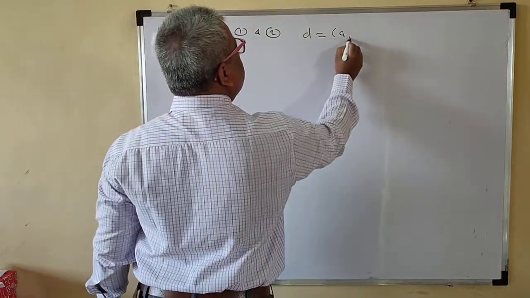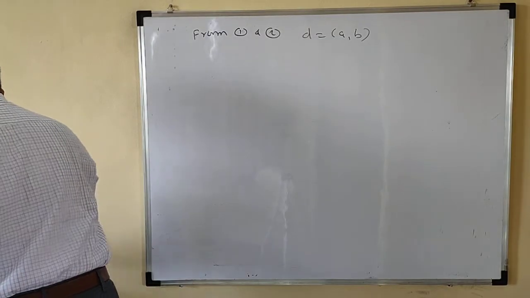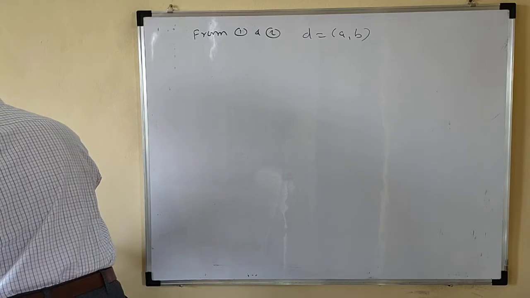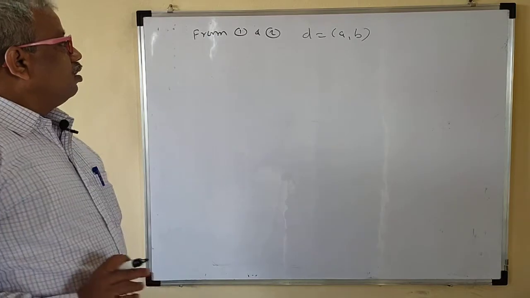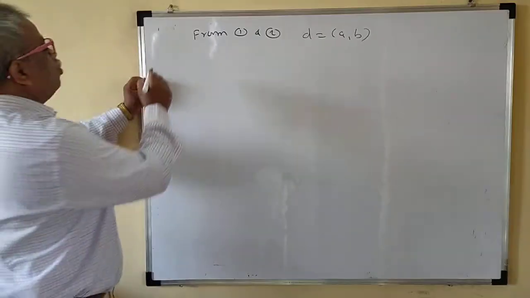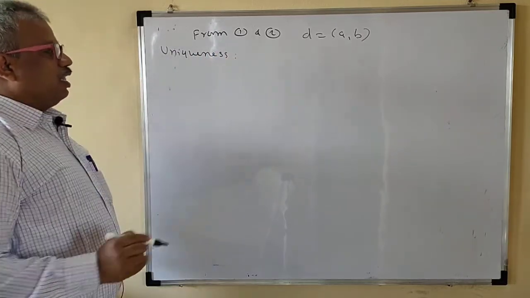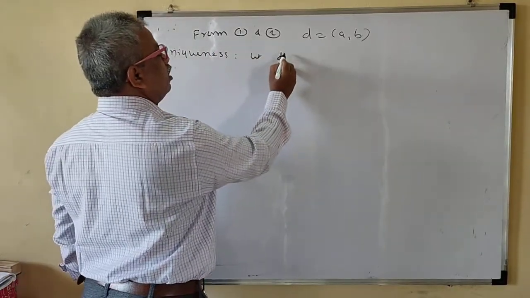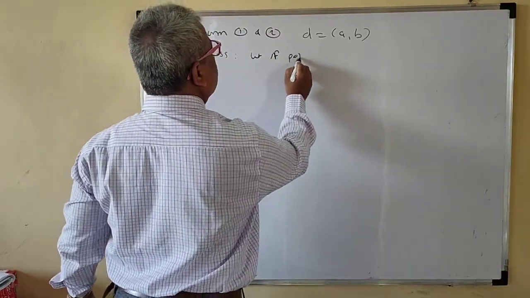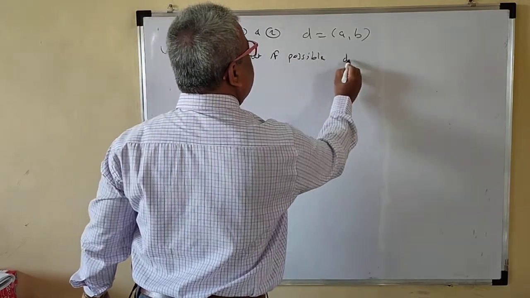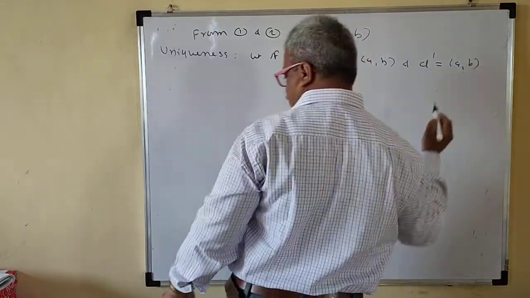D is the GCD of A and B. From 1 and 2, D is the GCD of A and B. Okay. Now uniqueness. Let, if possible, D be the GCD of A and B, and D dash also be the GCD of A and B.